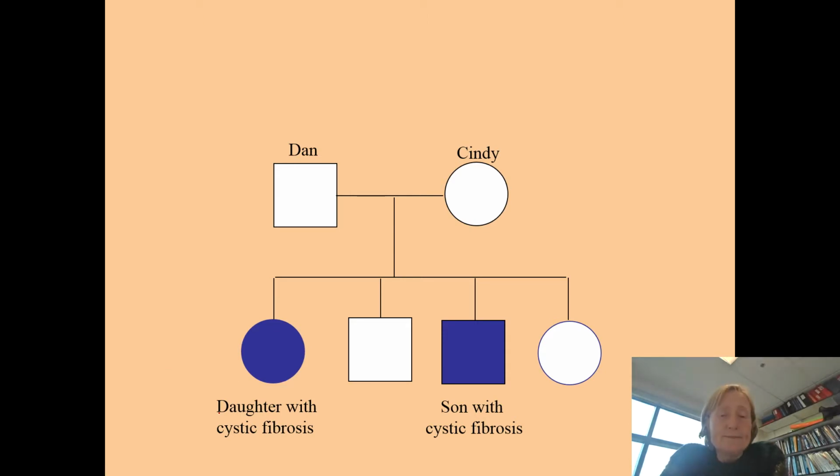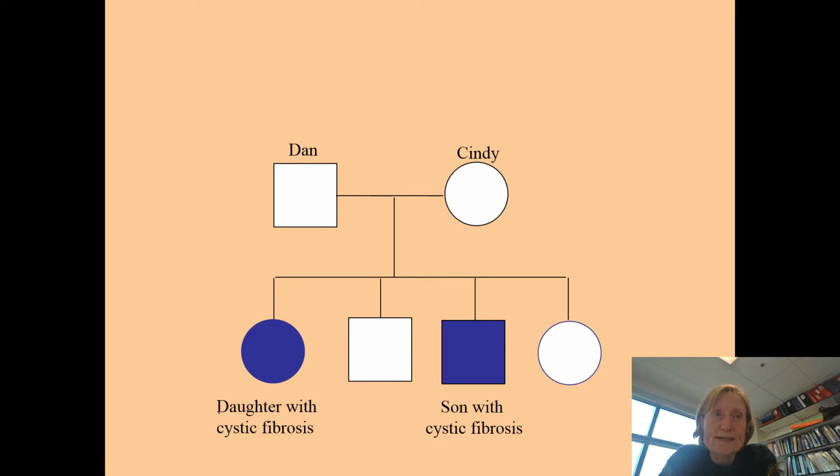Okay. The doctors say, Dan, Cindy, this is a genetically inherited disease, and it's called a single gene disease. You have just one gene, or your son and your daughter who have cystic fibrosis have a mistake going on in one of their genes.